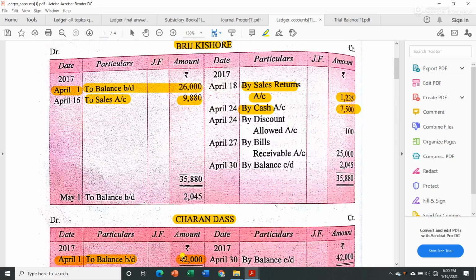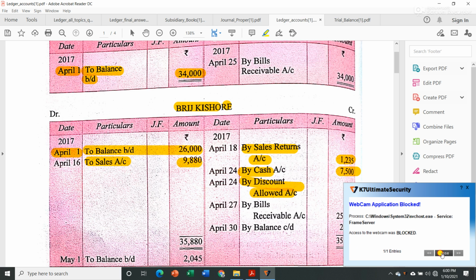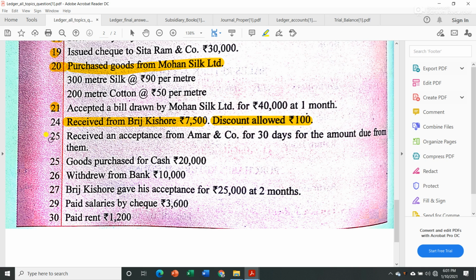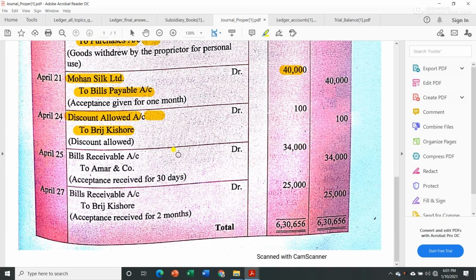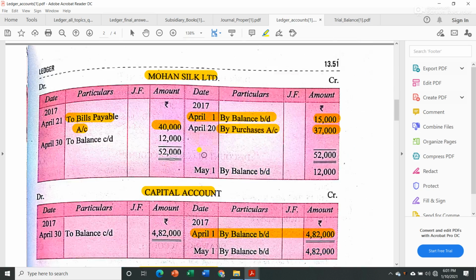Okay, here by discount allowed rupees 100. Then let us see the next transaction. On January 25th, received an acceptance from MARAM-COMMERCE for 30 days for the amount due from them. Means this is our bills receivable. So we will pass a journal entry because we haven't received any cash, neither have we paid anything. So this is a journal entry, bills receivable account to MARAM-COMMERCE rupees 34,000. Now next let's focus on the bills receivable account in the ledger. Since we haven't made any, we will prepare it now.